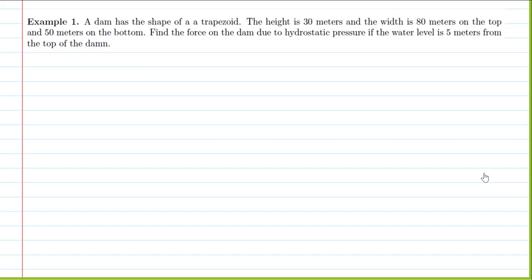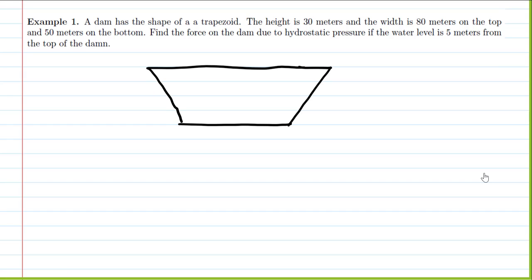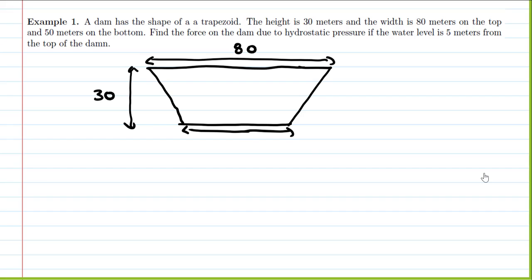So as is probably true with almost every application problem, we really should just draw a picture, right? So let's go ahead and draw a picture of this diagram. So we've got this dam, and we know a couple of things about it. So we know it's a trapezoid. It looks something like this. And we know some things about this trapezoid. So we know it has a height of 30 meters. And we know the width is 80 meters on the top and 50 meters on the bottom. So this is 80 and this is 50.